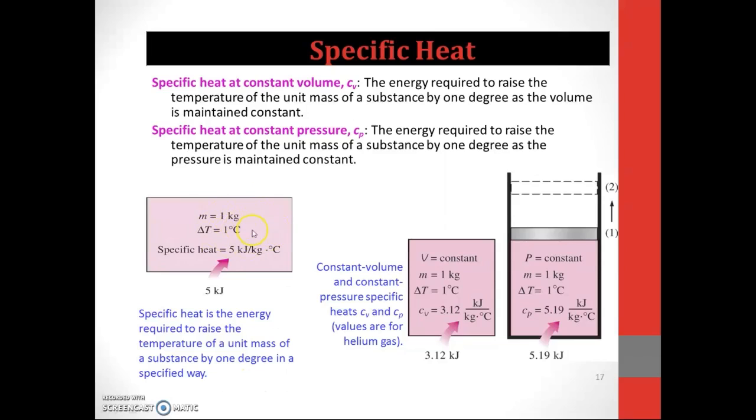So how does this relate? Say it's 5 kilojoule per kilogram per degree Celsius. This is the value of specific heat by the increment of 1 kilogram by an increment of 1 degree Celsius. So when V is constant, we have different values. CV is equal to 3.12. The unit is the same, right? But the values are different. When V is constant, CV is 3.12. When P is constant, CP is 5.19. At different conditions, we have different specific heat.